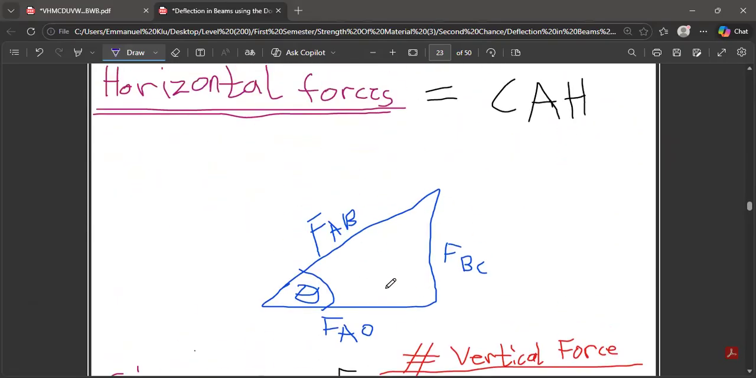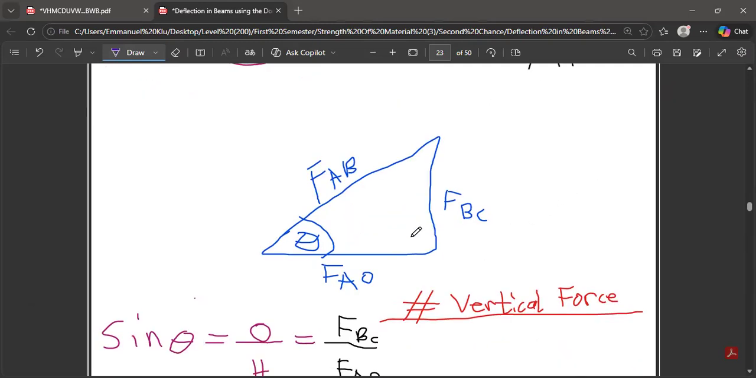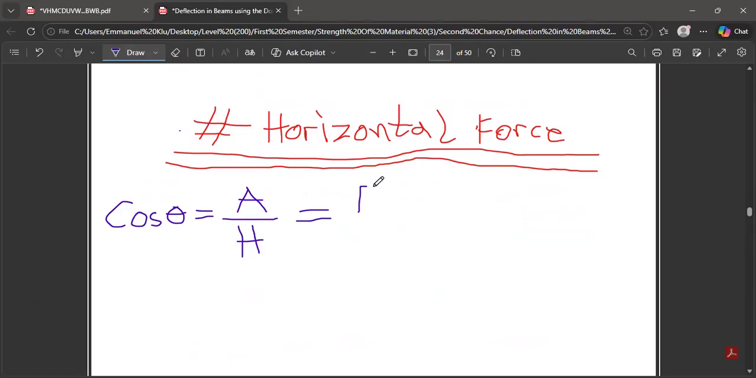As you are seeing over here, our adjacent K. This is the K we are going to use as we want to know the horizontal forces. We have to use the cos, and the cos is equal to the adjacent over the hypotenuse. So let's go and do that together. So that is going to become FAO all over the FAB.